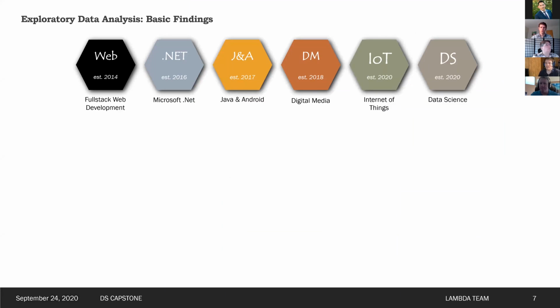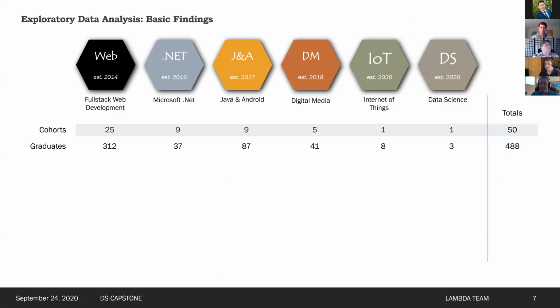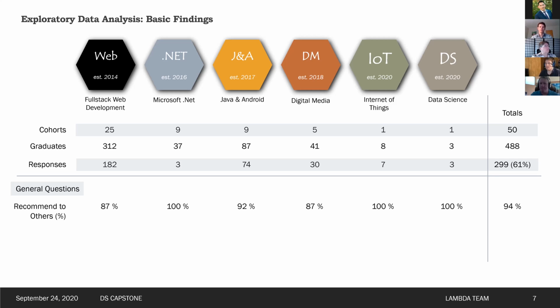This slide outlines the statistics of individual boot camps. The top section refers to the number of students that have attended Deep Dive coding boot camps, shown as cohort counts, graduate counts, and response counts. The boot camps have an average of 61% response rate, which is an excellent response percentage for any survey.